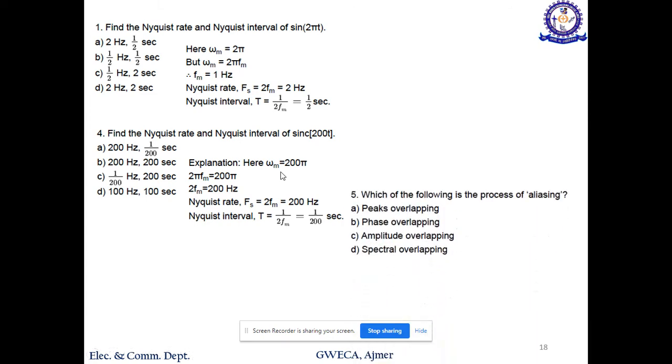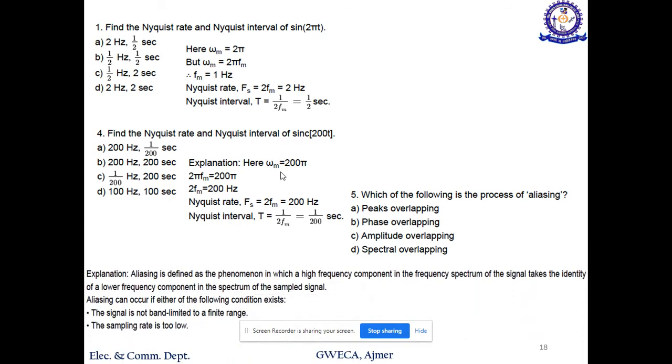next question. Which of the following is the process of aligning: peak overlapping, phase overlapping, amplitude overlapping, or spectral overlapping? The answer should be D, the spectral overlapping.